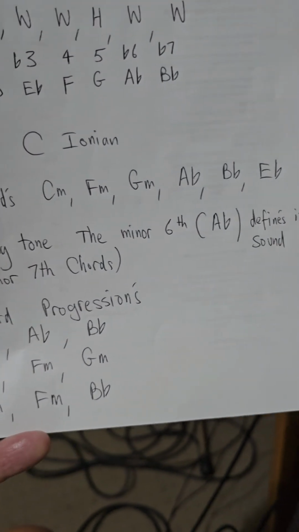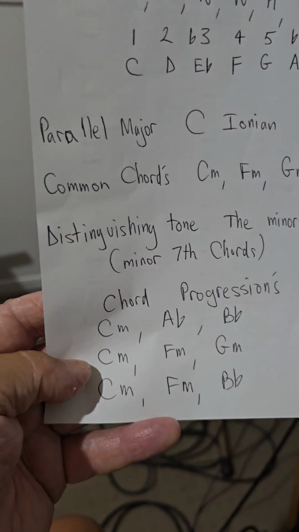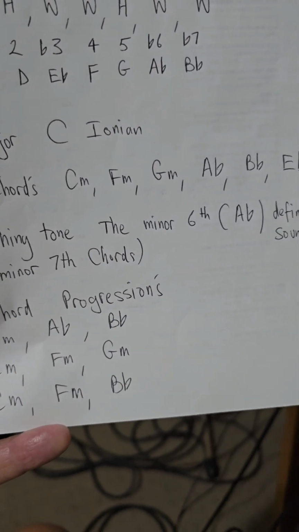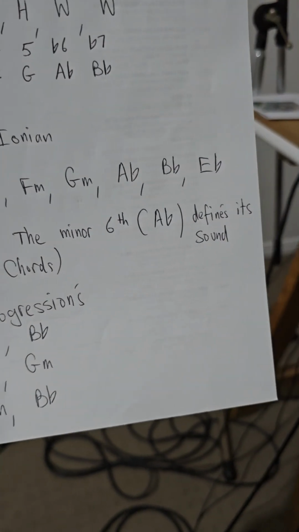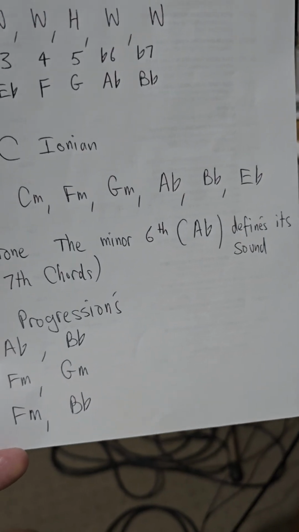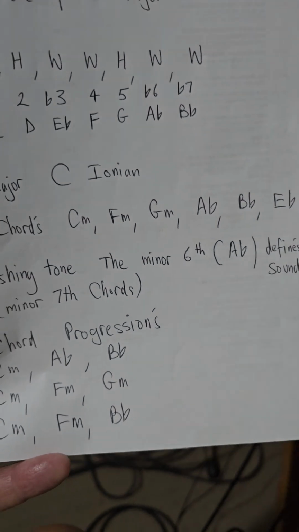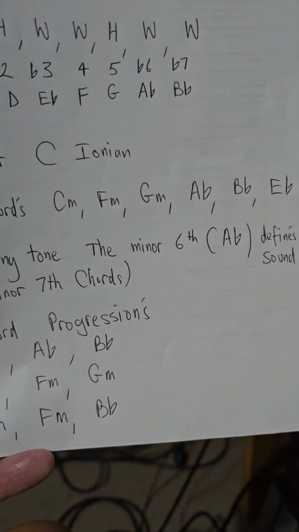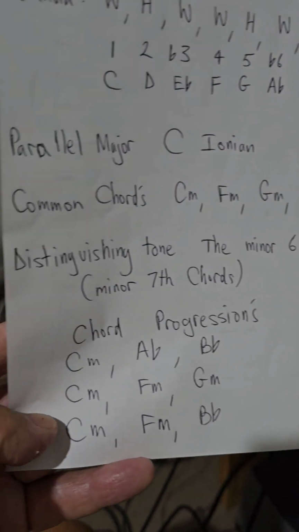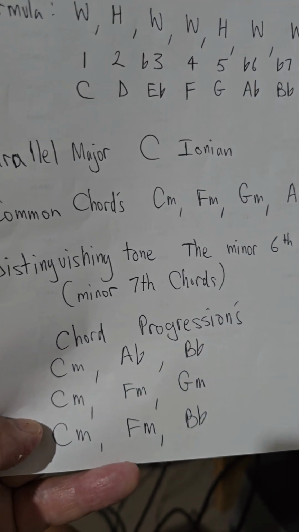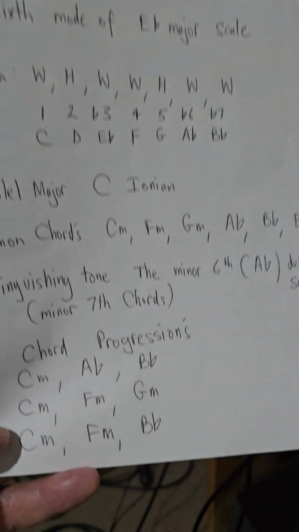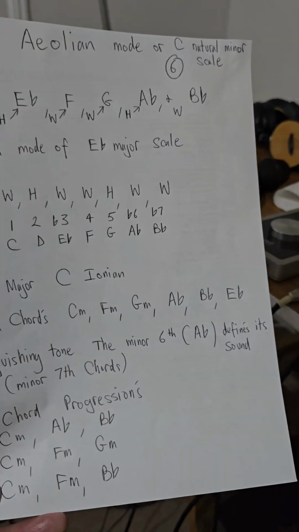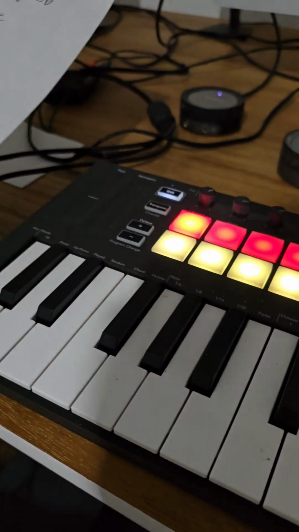Common chords, yeah, we went through the common chords. Distinguishing tone, the minor sixth, which is A flat. So it's lowered a semitone, which is a half step, the minor sixth. So A flat defines its sound. Okay, so that's that page. That's about it for that one, and then we'll have a look at the chords.